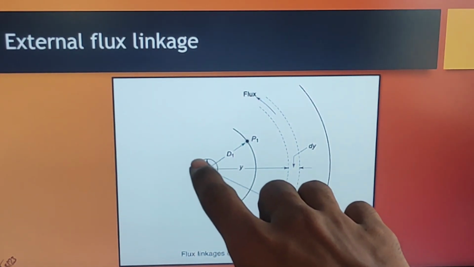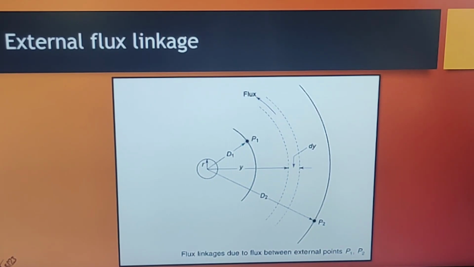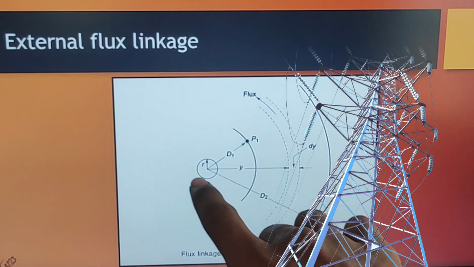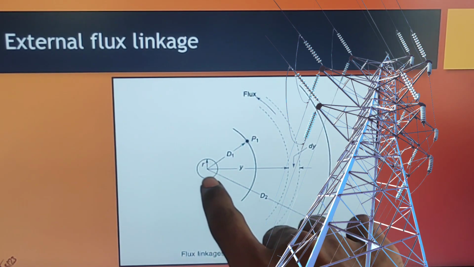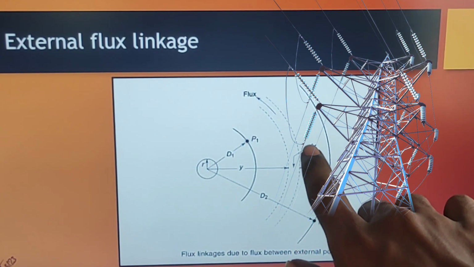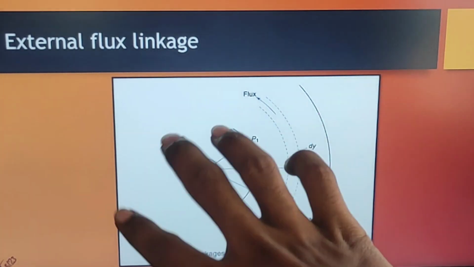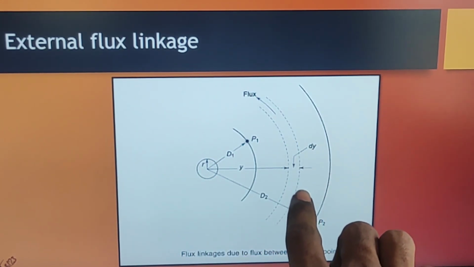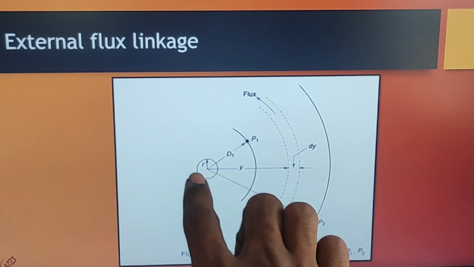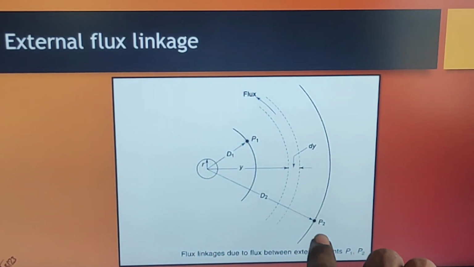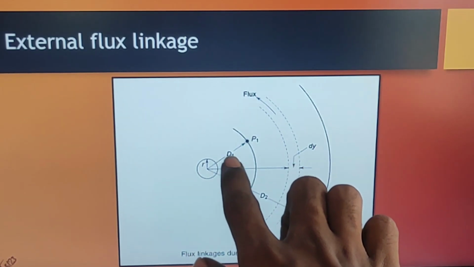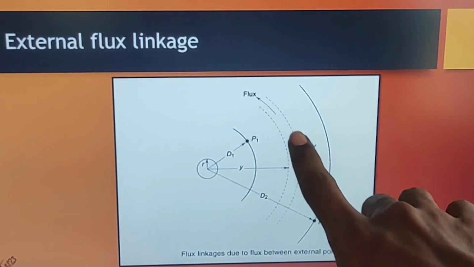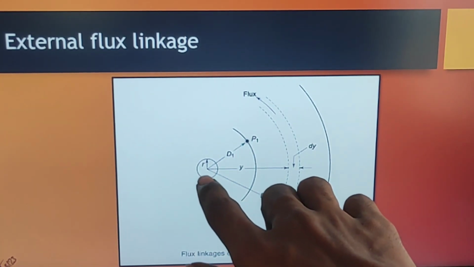Now let us consider a conductor. Our topic is about transmission lines, right? So let us consider this conductor as one of the conductors in a transmission line, of radius r, and we are considering some dy portion over the atmosphere of this conductor. Why? Because it is external to the conductor, right? I am assuming some dy portion over here, which is y meters away from the center of the conductor, and here we have two points p1 and p2, at distances d1 and d2, and here we will have some magnetizing force because of the current that is flowing over here.